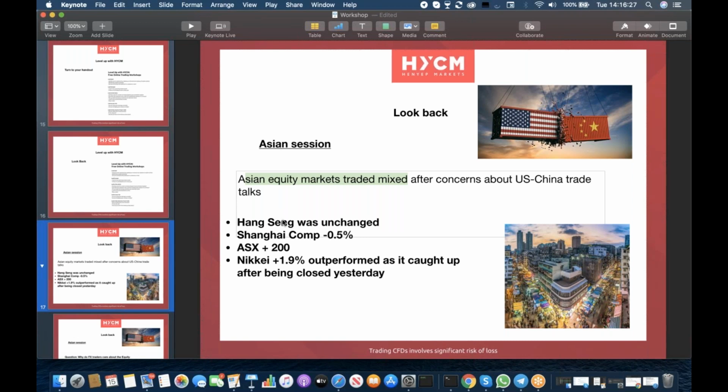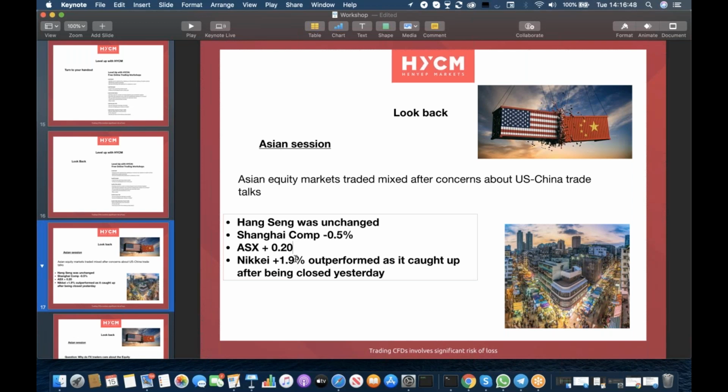Now, in the Asian session this morning, the Hang Seng was flat. The Shanghai Composite was down 0.5%. Apologies, that's not going to be 200%. The ASX was up 0.2%, I think, if my memory serves me correctly, and the Nikkei was up 1.9%.